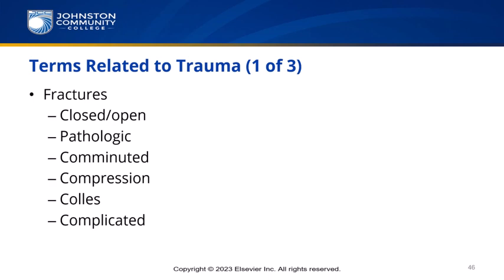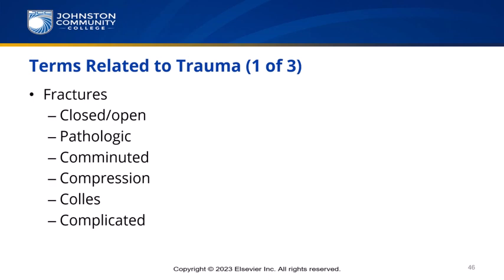Then we have pathological fracture, which is one that results from an underlying disease, such as osteoporosis or cancer. A synonym is spontaneous fracture. Then we have comminuted fractures. Those are ones in which the bone is crushed and/or shattered into multiple pieces. A compression fracture is one in which the bone collapses on itself. A Colles fracture occurs at the distal end of the radius at the epiphysis. It usually occurs as a result of bracing oneself for a fall.